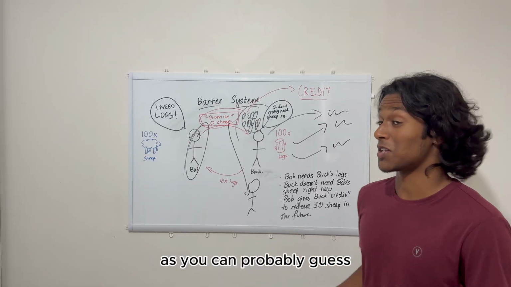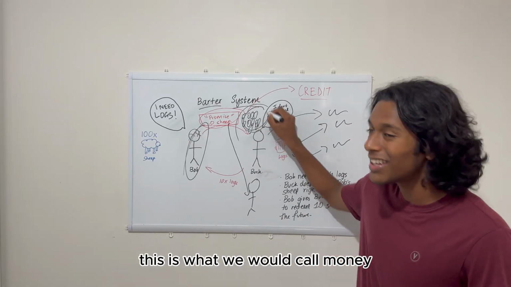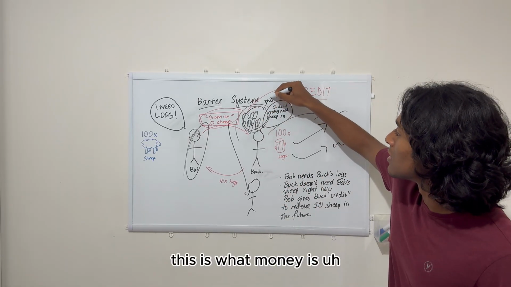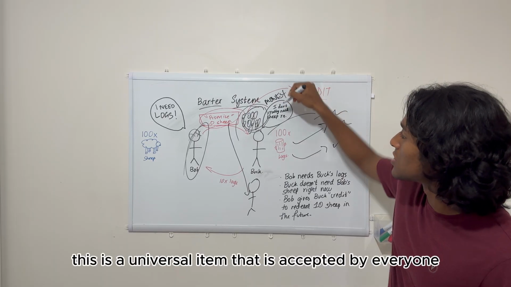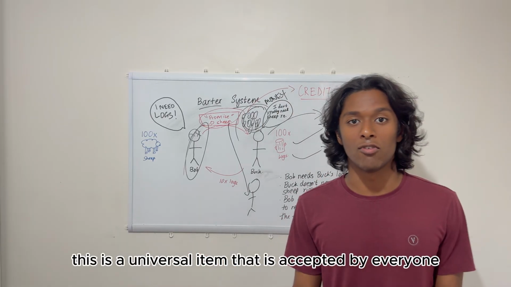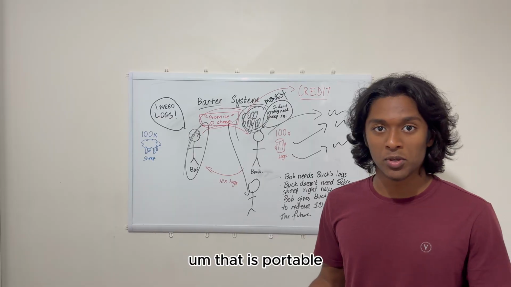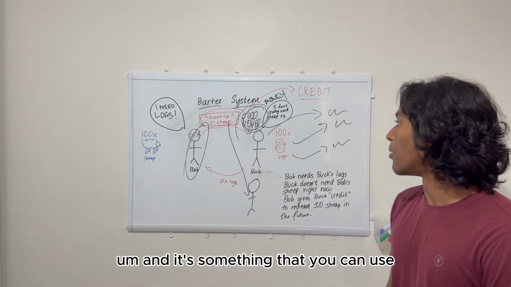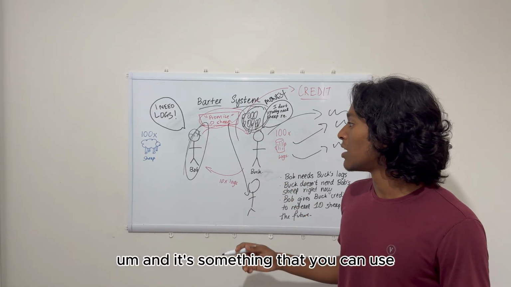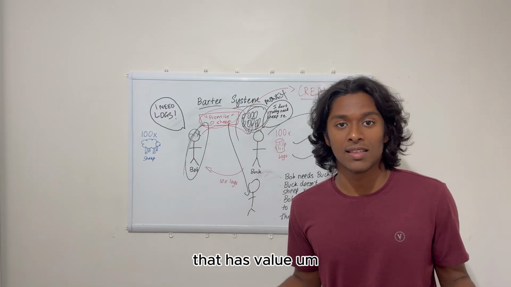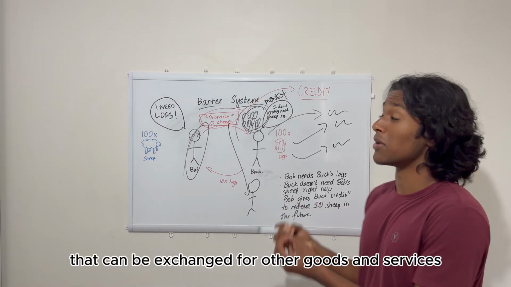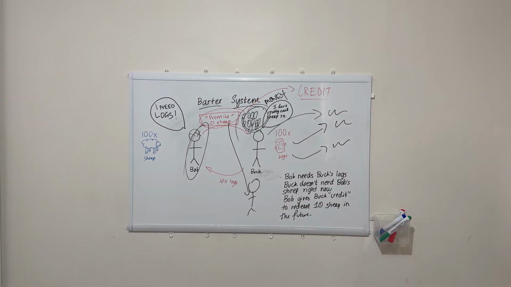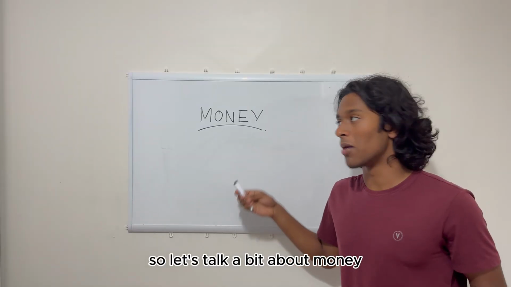And as you can probably guess, this is what we would call money. This is what money is. This is a universal item that is accepted by everyone, that is portable, small enough to move around everywhere, and that has value, so it can be exchanged for other goods and services. So let's talk a bit about money.